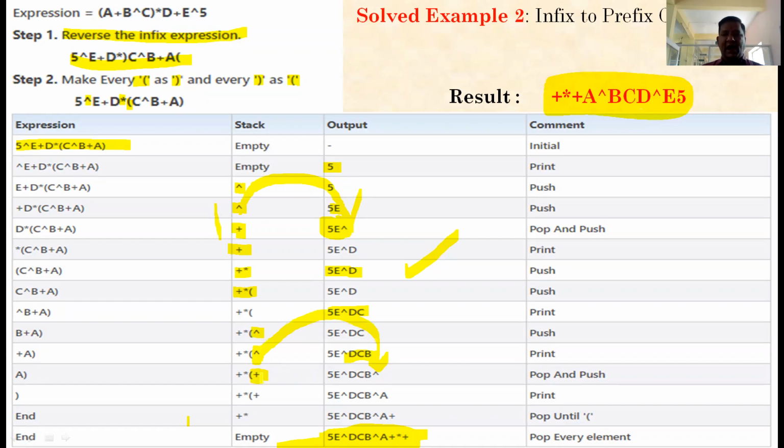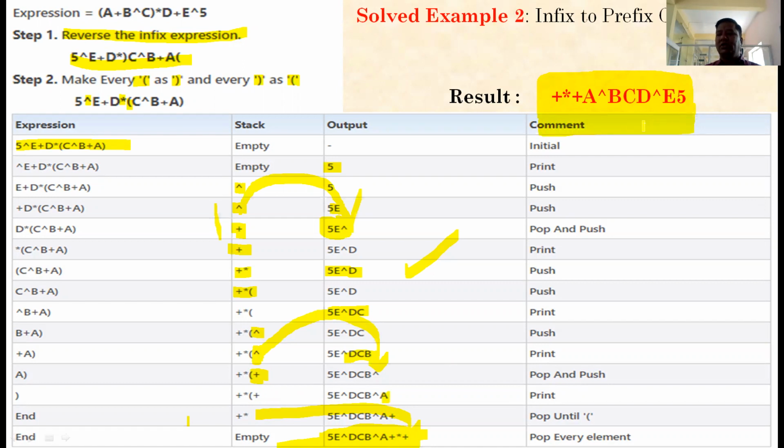Got it? After that, the next operand is A, which is encountered. A is an operand, so we will add A to the postfix expression. And in the last, when the closing bracket is encountered, we will pop out everything from the top of the stack and add it to the postfix expression. Once we get the postfix expression, we just perform the reverse operation, and after reversing, you can see that your expression is in the required prefix form.